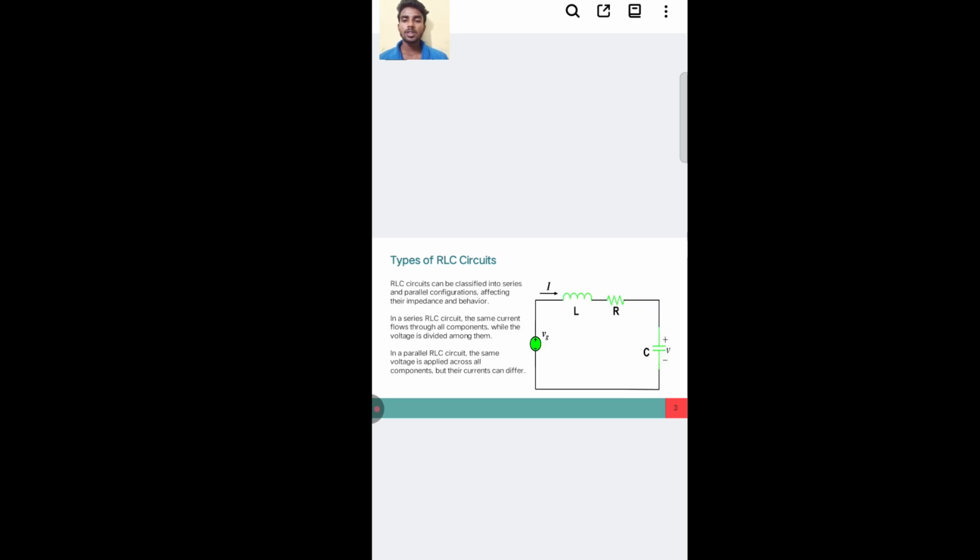Types of RLC circuits. RLC circuits can be classified into series and parallel configurations, affecting their impedance and behavior. In a series RLC circuit, the same current flows through all components while the voltage is divided among them. In a parallel RLC circuit, the same voltage is applied across all the components, but their currents can be different.